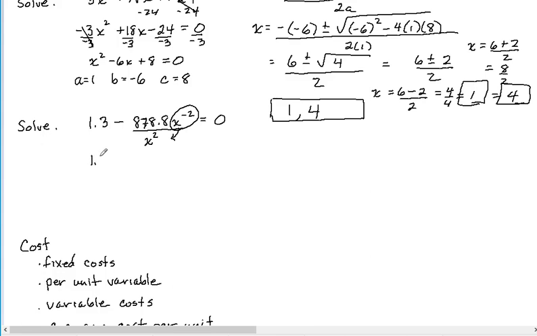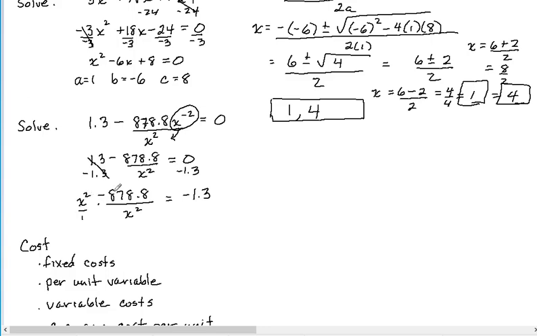So now I have 1.3 take away 878.8 over x squared equal to 0. I need to solve for x squared, so first I'll subtract 1.3 from both sides. Negative 878.8 over x squared is negative 1.3. Okay, now to solve for x, I need to get it out of the denominator. I'll do that by multiplying both sides by x squared, and specifically it's x squared over 1.